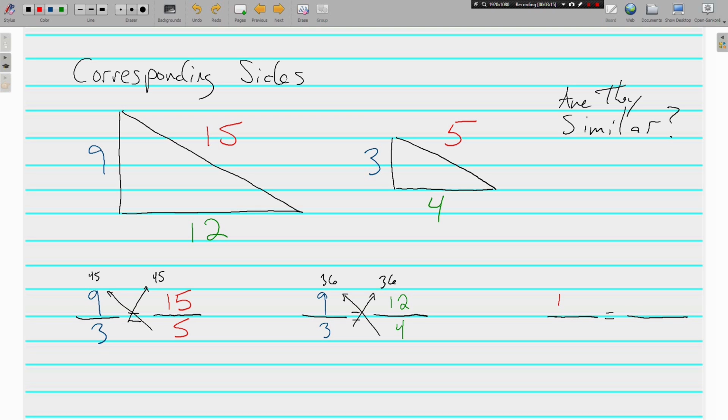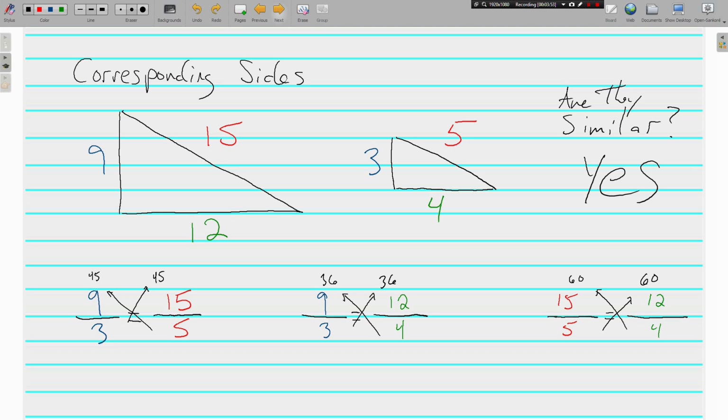One more set to check. Need to check the red with the green. 15 over 5 and 12 over 4. If I check these, I'm going to get 60, and 4 times 15 is also 60. So all of the sides are proportional. All of the corresponding sides are proportional. So yes, these are similar figures because the corresponding sides are proportional.